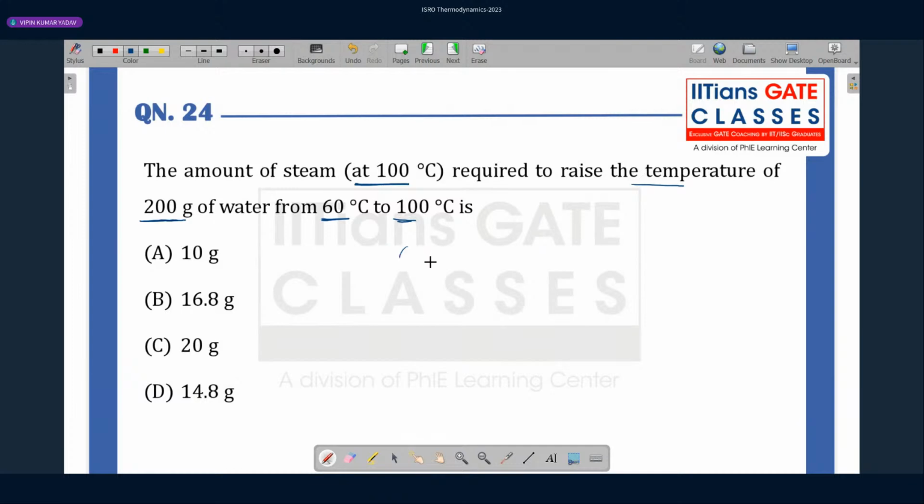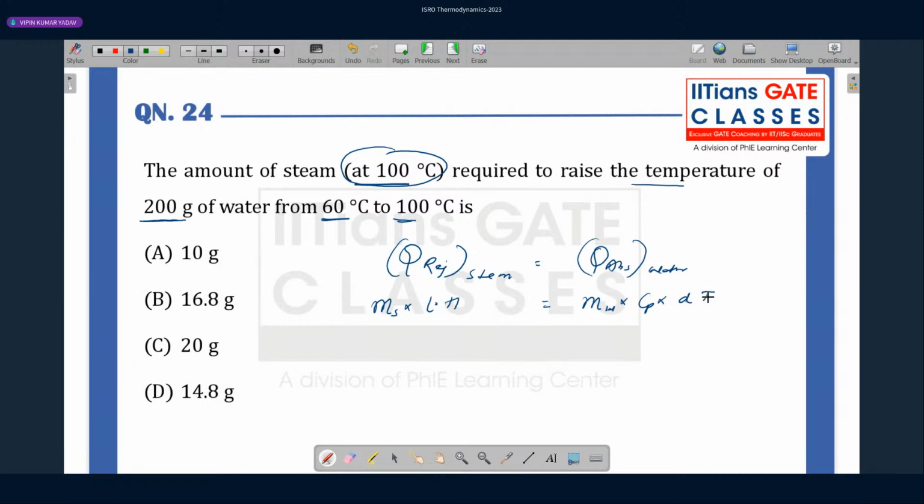So what can I say? I can say heat rejected from steam will be equal to heat absorbed by water, right? Whatever heat is given by the steam is absorbed by water to increase its temperature. So what is this? Mass of steam into latent heat, because it is at a fixed temperature, so you will use latent heat. This is mass of water into Cp into dT. So I need to find out mass of steam.